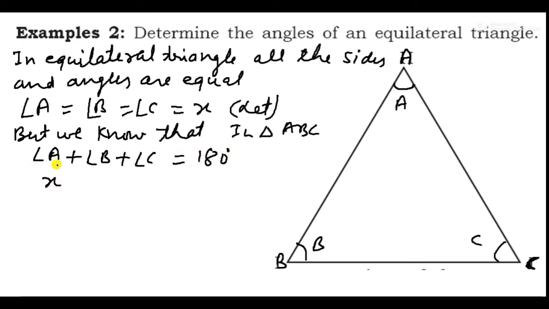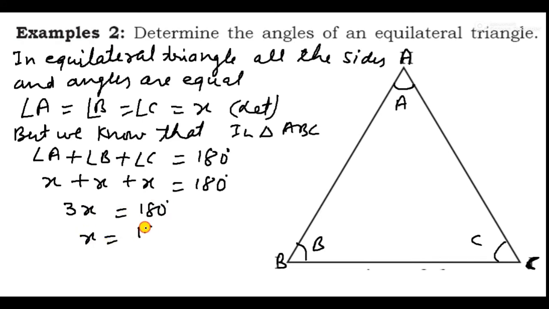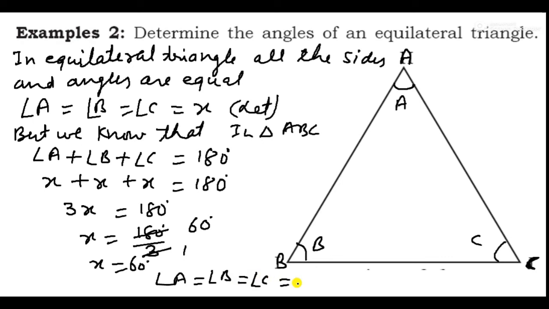So what will happen? Angle A is x, angle B is also x, angle C is also x. So you have to write 180 degrees. So it is 3x is equal to 180 degrees. So x is equal to 180 degrees divided by 3. 3 ones are 3 and 3 sixes are 18. So all the angles are 60 degrees. So you have to write angle A is equal to angle B is equal to angle C is equal to 60 degrees. So that is your answer.